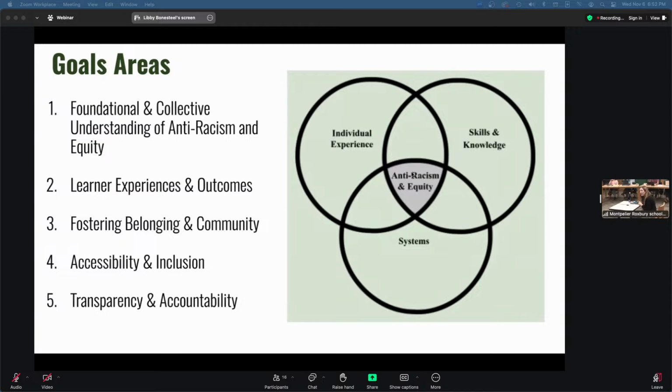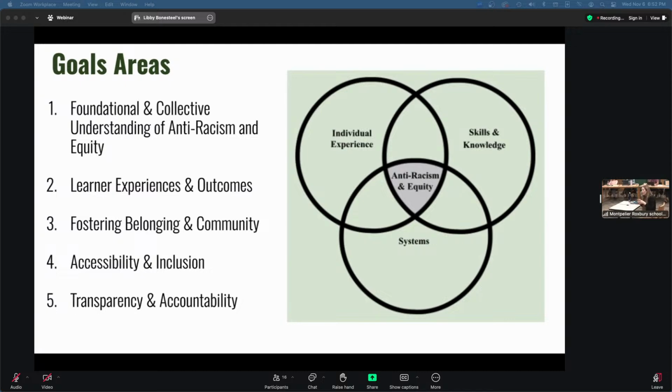So we have the 5 goal areas. For each of these goal areas, we are looking to break down each goal area into 3 really specific goals. So bear with me. I'm going to try to explain this in a way that's clear, right? So for example, if we have foundational and collective understanding of anti-racism and equity, we are going to have a goal around the individual experience, right? We'll have a goal under foundational and collective understanding around our systems work and tending to the systems needs. And then we'll also have a goal around skills and knowledge.